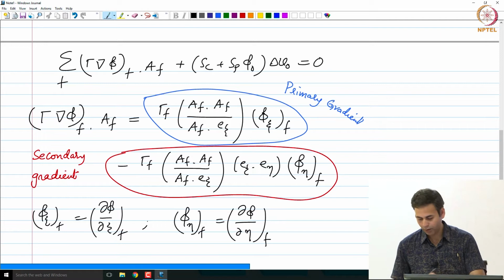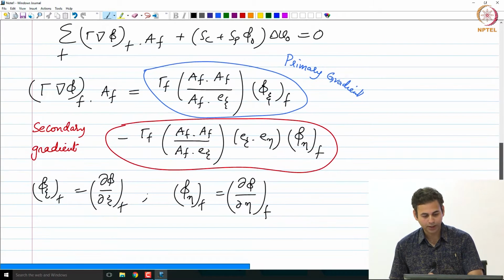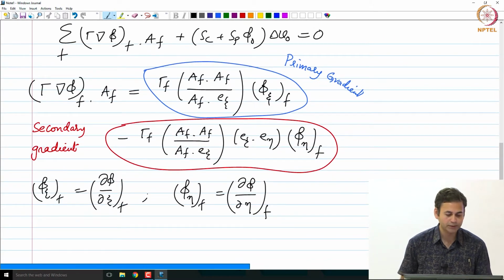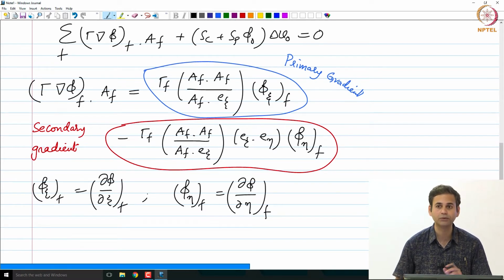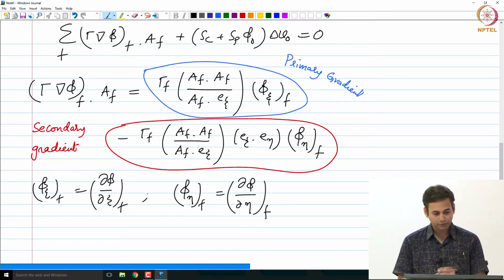Now let us see how we calculate each of these terms. Once we got the derivatives on the faces, what is the next step? Linear profile assumption, right. As of now I would make a linear profile assumption only for evaluating partial phi partial xi, only for the first term, the primary gradient.